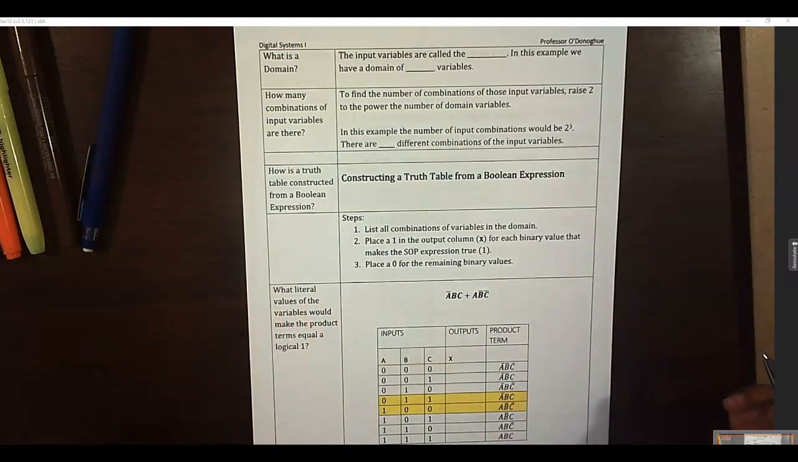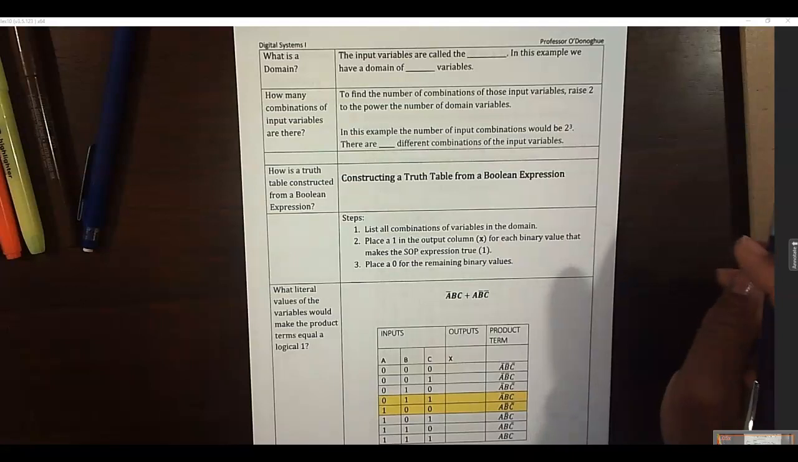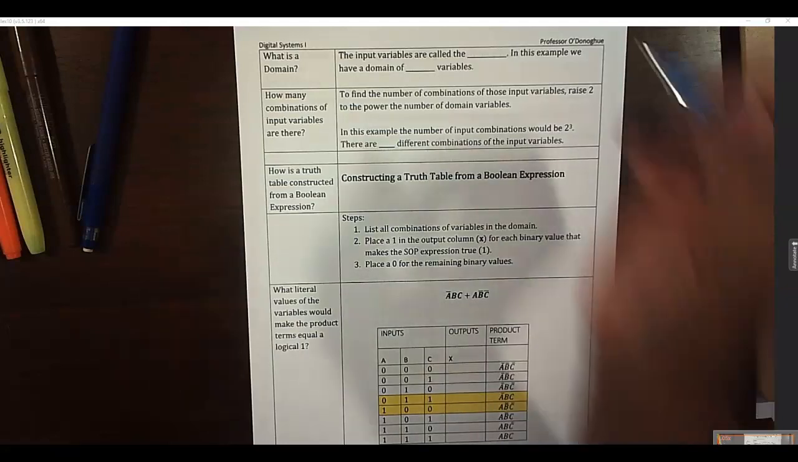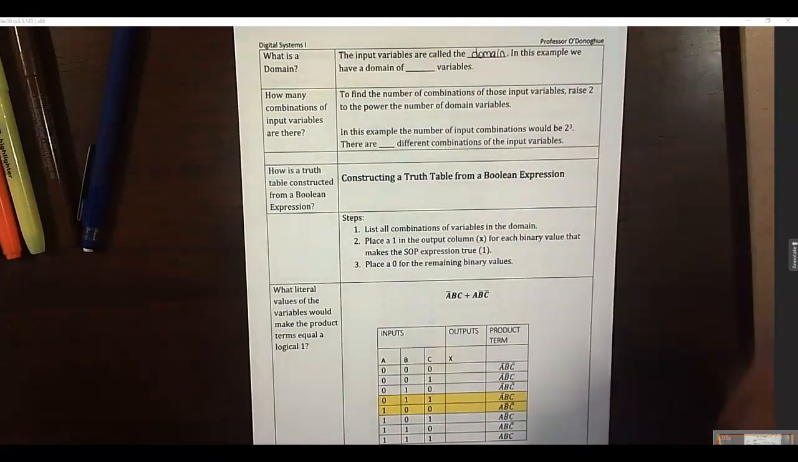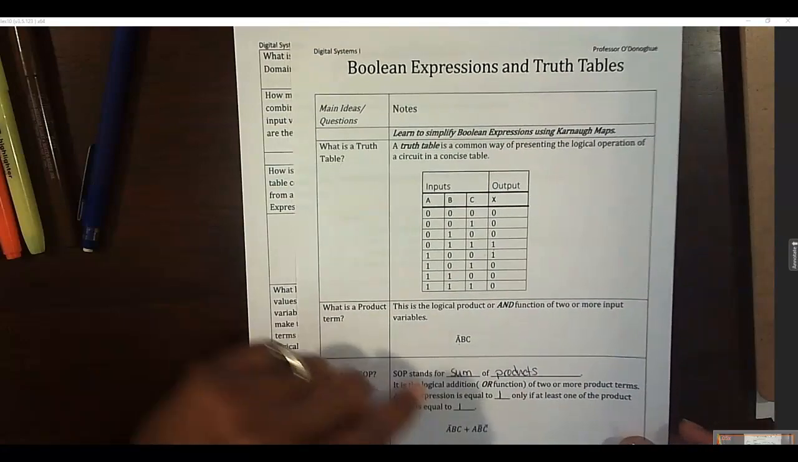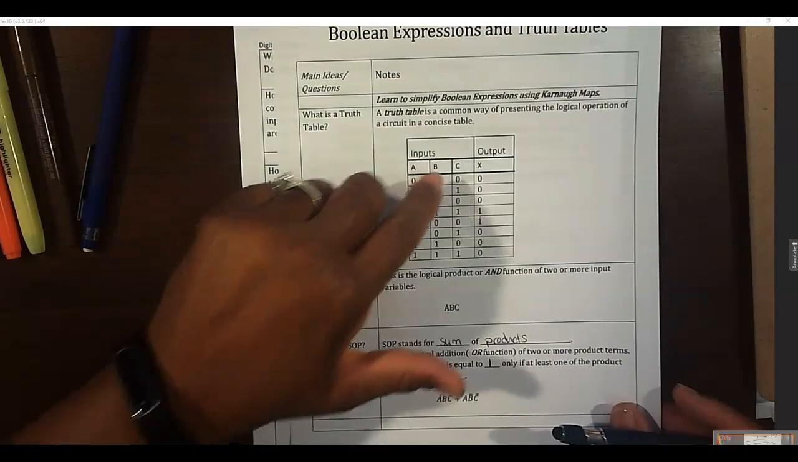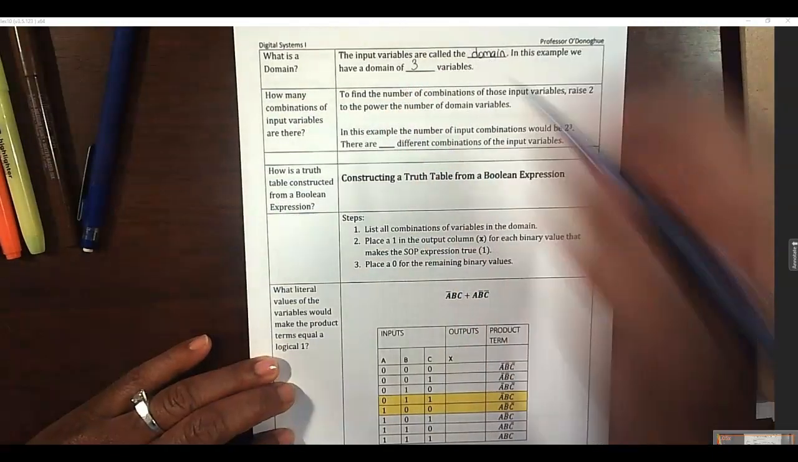What is a domain? So just like in algebra, just like in math, the independent variable is your domain. So in digital logic, the input variables are called the domain. And in this example, we have a domain of 3 variables, remember? A, B, and C. So we have a domain of 3 variables.